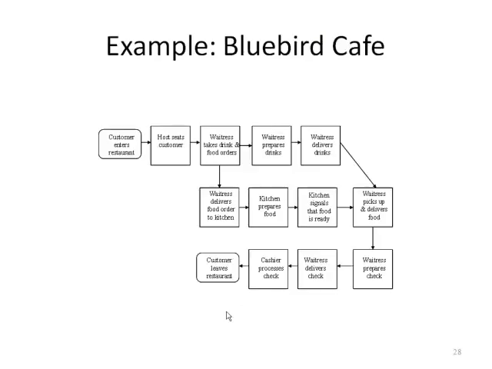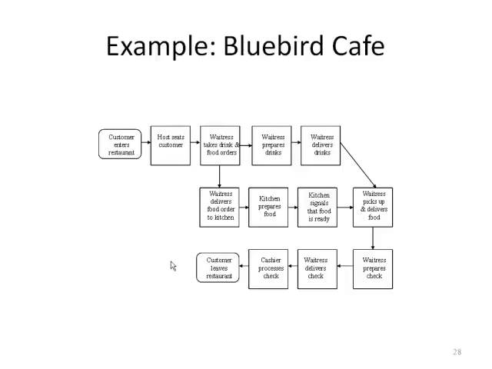Okay, the example I'm going to go with is the Bluebird Cafe. Simple situation where a customer enters a restaurant, gets served, and then they leave the restaurant. So if we look at all the different steps here, the host seats the customer, the waitress takes a drink and food orders, the waitress preps the drinks, the waitress delivers the drinks. At the same time, the waitress delivers the food order to the kitchen, which prepares the food, tells the waitress that the food is ready. The waiter picks up and delivers the food and prepares a check, delivers a check, cashier processes the check, and then the customer leaves. So it looks like a pretty boring process.